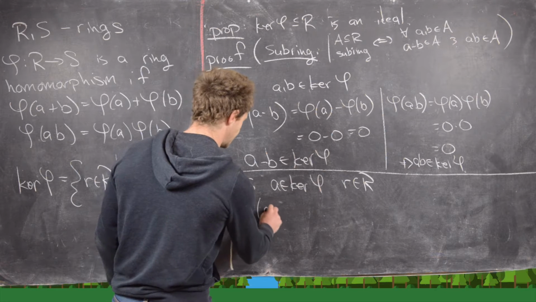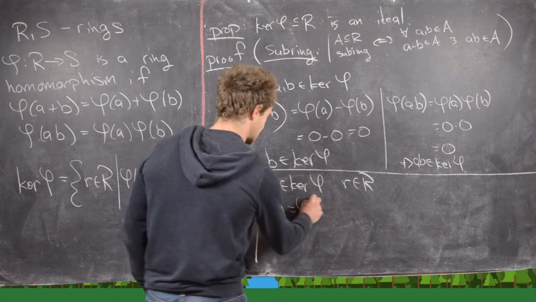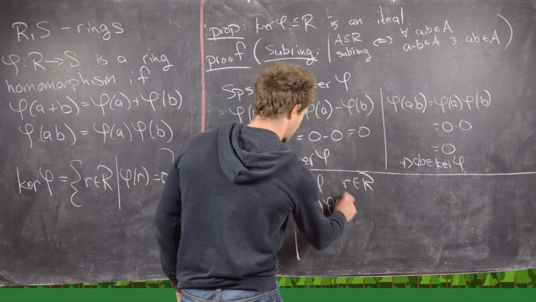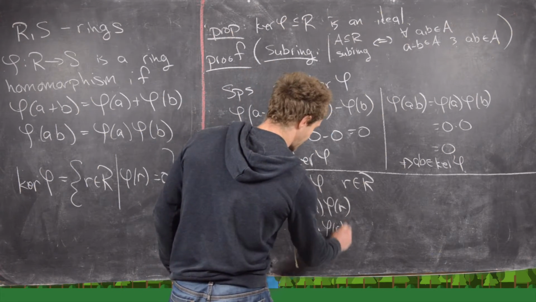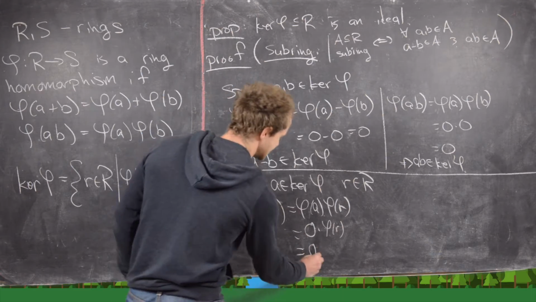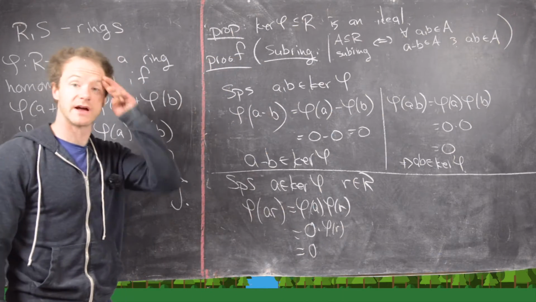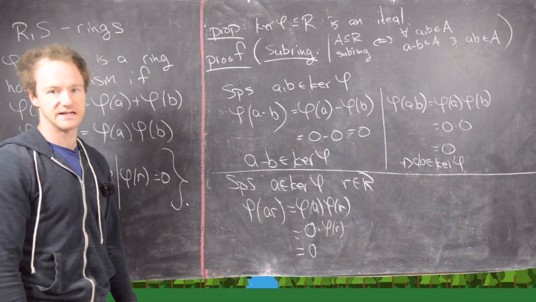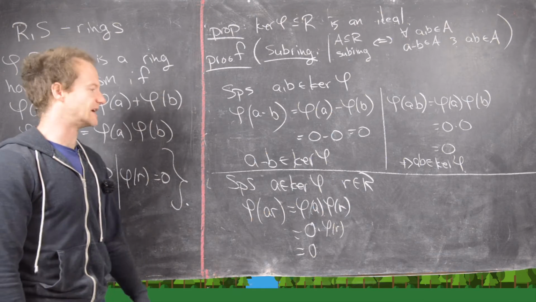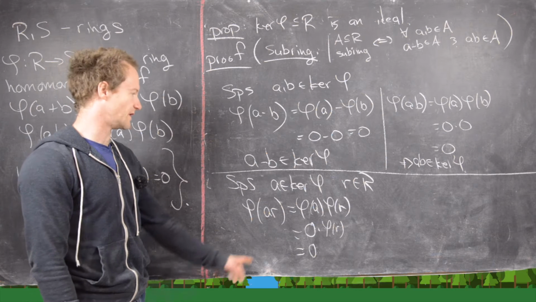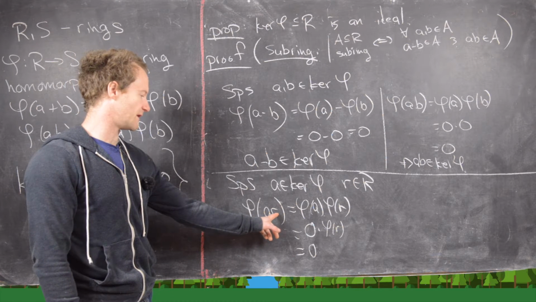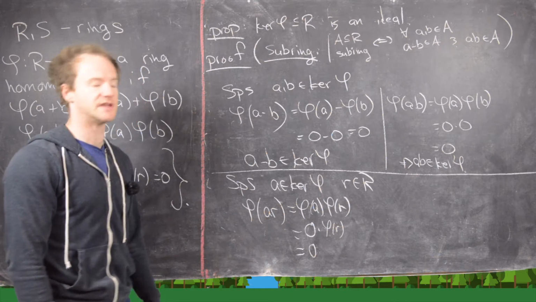So let's notice if we do phi of a times r, that's going to be phi of a times phi of r, but phi of a is 0, so that's 0 times phi of r, but we know that that is equal to 0 because anything multiplied by the additive identity is 0. That's a nice exercise to do. So notice that's our right absorption property. We're absorbing this r multiplied on the right into the ideal.